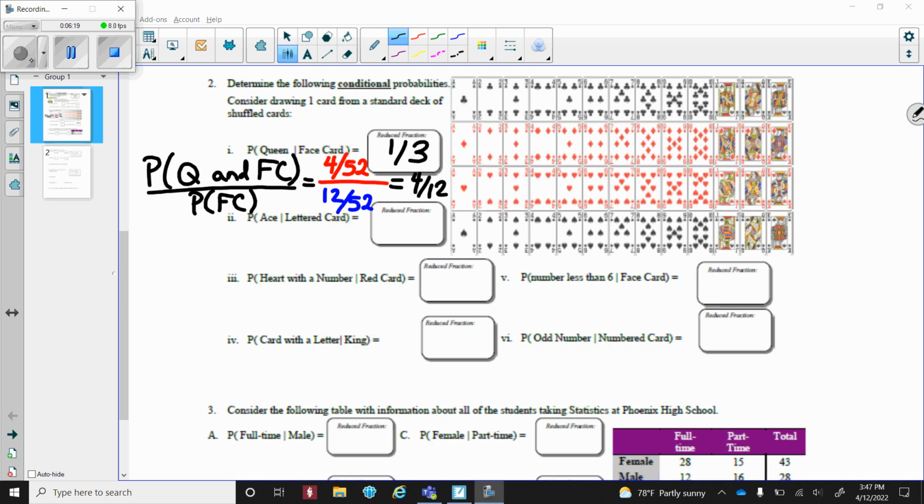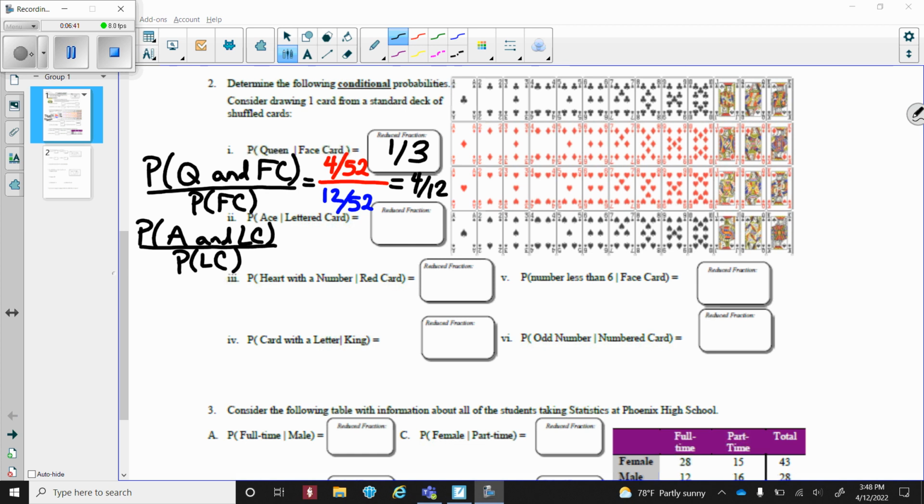So let's move on to the next question. What is the probability that a card is an ace given that it is a lettered card? So let's set up the same sort of equation. We have the probability of an ace and a letter card divided by the probability that it is a letter card.